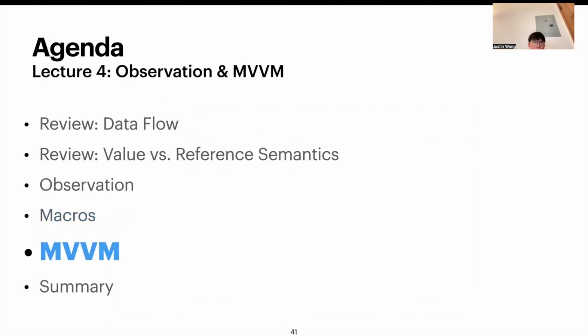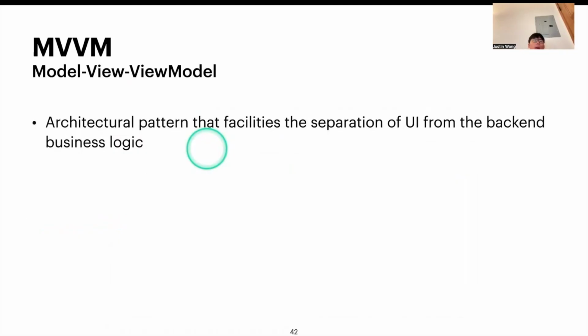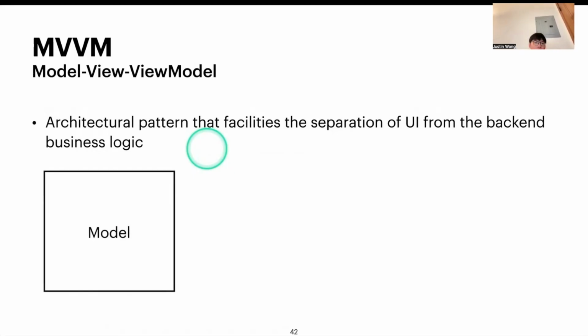Now let's talk about MVVM. And this is very important because it's one of the ways we can architect our apps. So MVVM stands for Model View View Model, and it's an architectural pattern that facilitates the separation of the backend business logic from the actual UI itself. So again, there are three parts. We have the model. The model is simply your data models, so your structs, your classes of how you represent data in code.